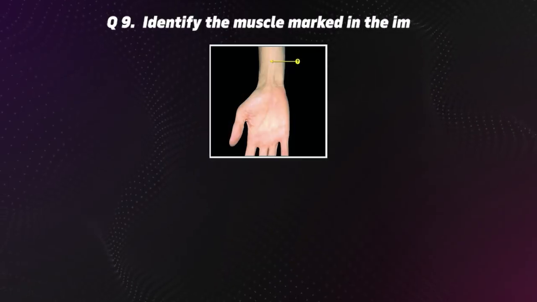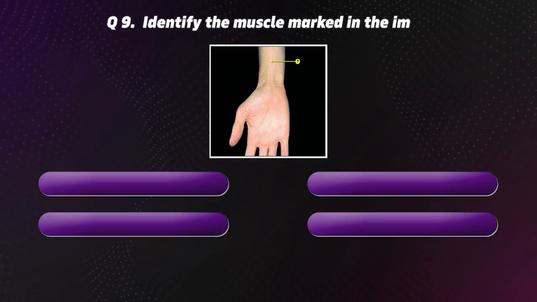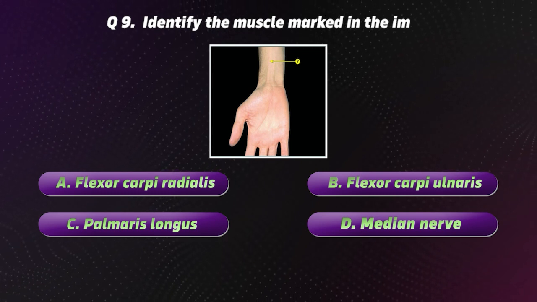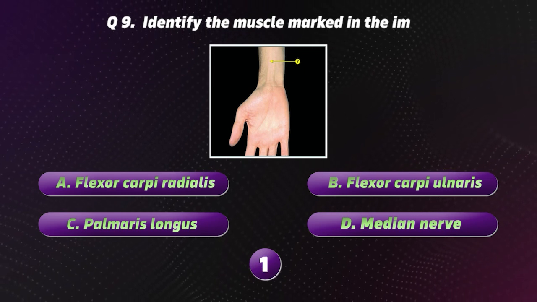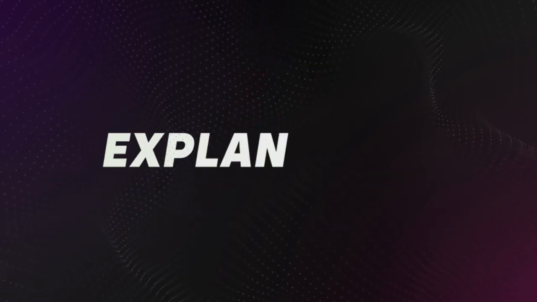Question 9. Identify the muscle marked in the image. Here are the options. A. Flexor carpi radialis. B. Flexor carpi ulnaris. C. Palmaris longus. D. Median nerve. And the correct answer is option A. Flexor carpi radialis. Here's the explanation.